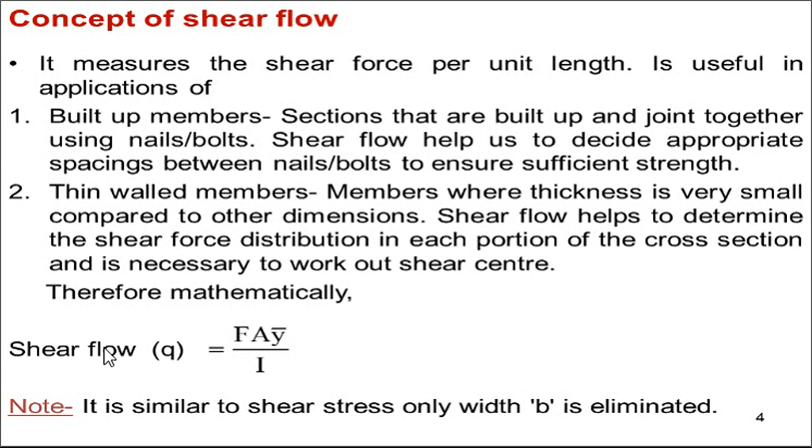If you take directly, you can write shear flow q = F A y bar / I, only I. There is no b because b is equal to 0 in the shear flow. And note, it is similar to shear stress, only the width b is eliminated. Here it is I b, so width means the breadth of the member, it is eliminated. That's why that value is considered equal to 1.